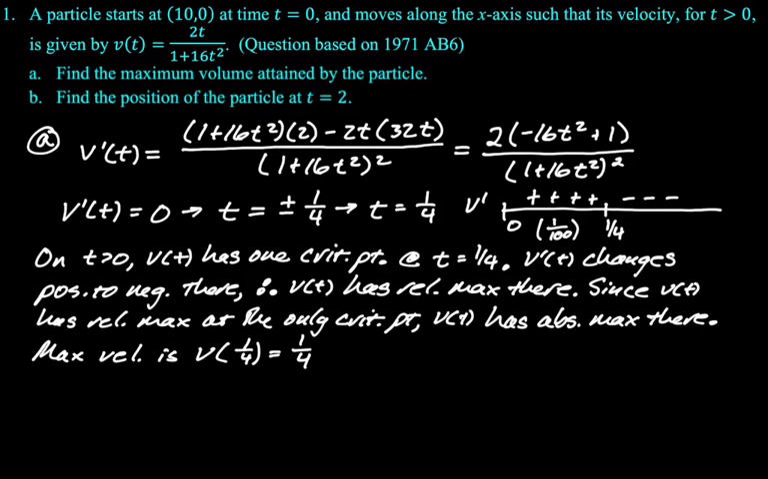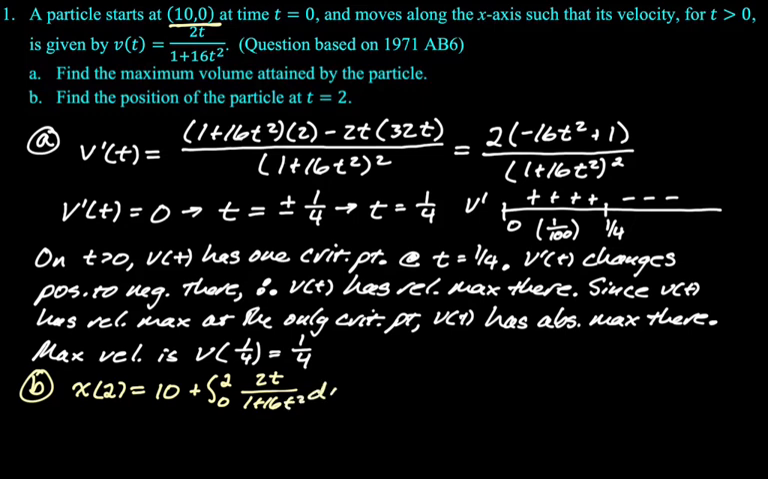Find the position of the particle at t equals 2. I'm thinking of this in terms of where I'm starting plus displacement. We're looking for x of 2. We are told in the problem that you start at (10, 0), so x of 0 is 10. So we're going to do 10 plus the displacement. The displacement would be the integral from 0 to 2 of the velocity, v of t. Now we have to actually integrate this thing, so I'm going to rewrite it a little bit: 10 plus.